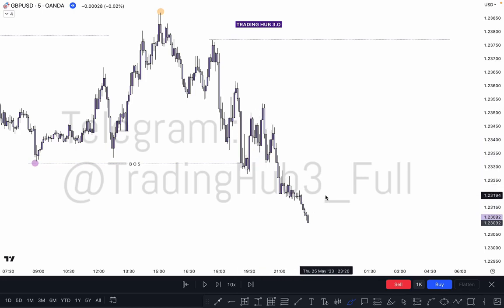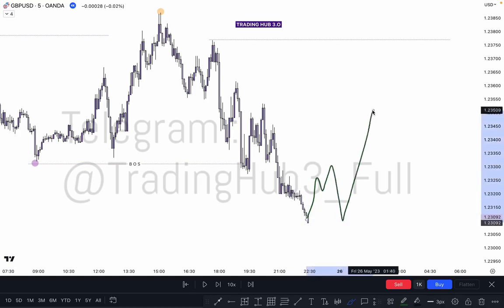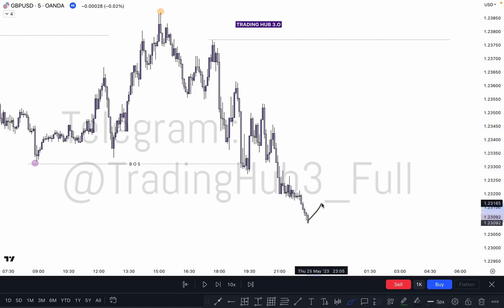In this case, where is our pullback? Look at this one, right? Because this is the first pullback here. If the market broke this one and created inducement, then you can buy, which is absolutely fine. If the market has not taken out this one and creates a new pullback like this, then you have to wait for it to break this one, create inducement, and then buy here, right?